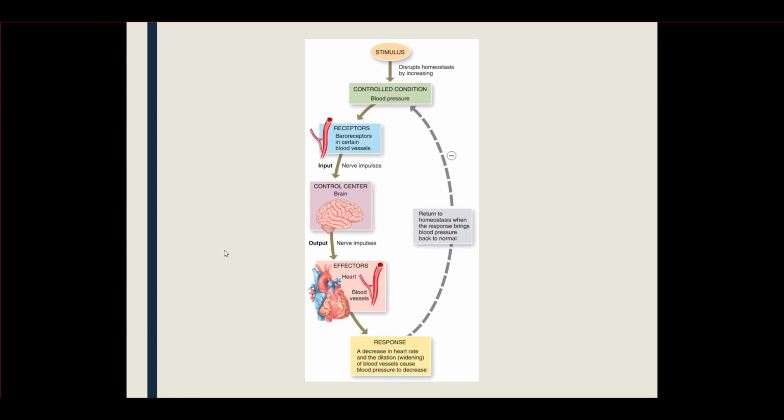All right, again, here's just from another textbook kind of showing the same type of thing. So we have a stimulus, but this one's going to be blood pressure. So let's just say we have a change in the blood pressure.